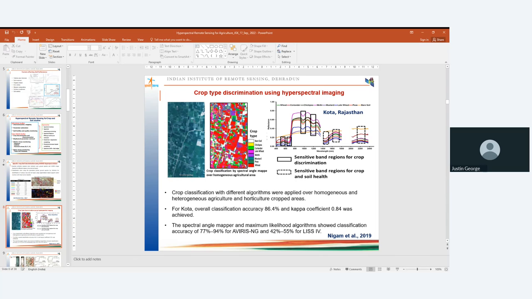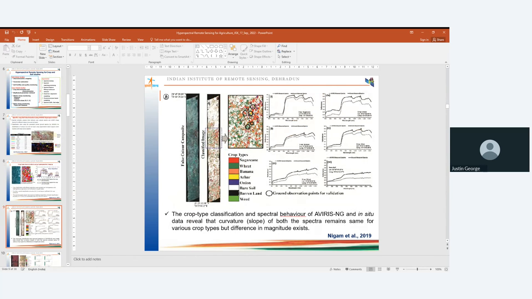So for this particular study area, with respect to these diverse crops, they were able to obtain an overall classification accuracy of 86% and a kappa coefficient of 0.8. Different algorithms were also tested, the spectral angle mapper and the maximum likelihood algorithm. They showed classification accuracies ranging from 77% to 94% with respect to different classes in case of Everest NG data, whereas the similar classification done using NISPOR data reached only up to 55%.